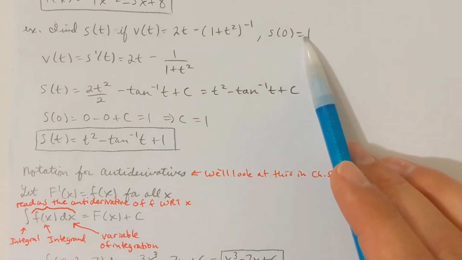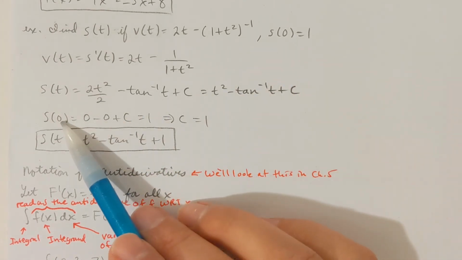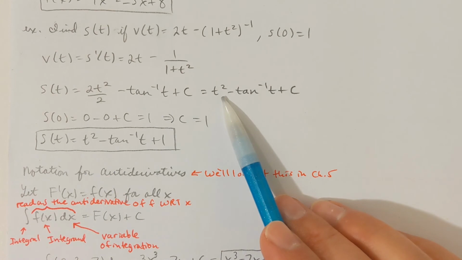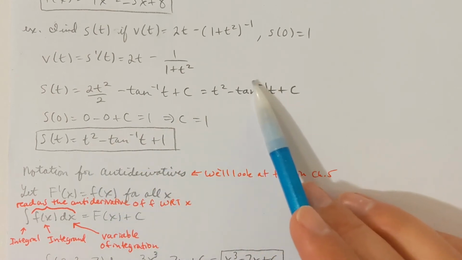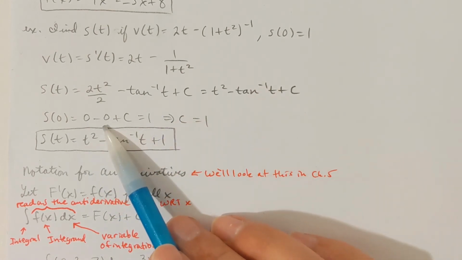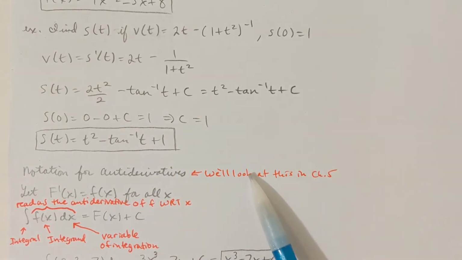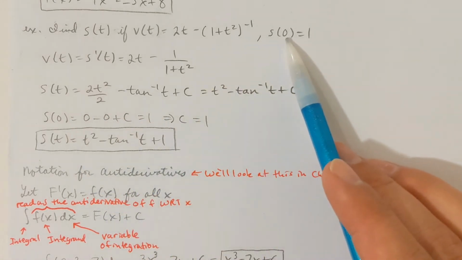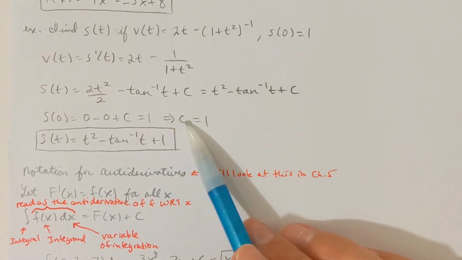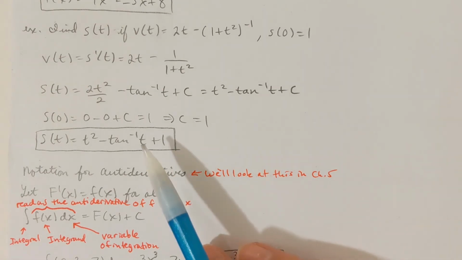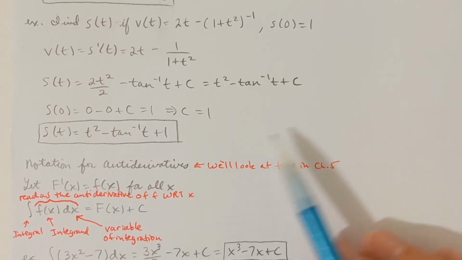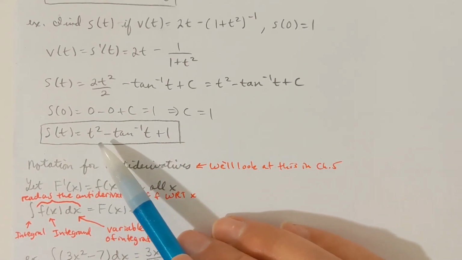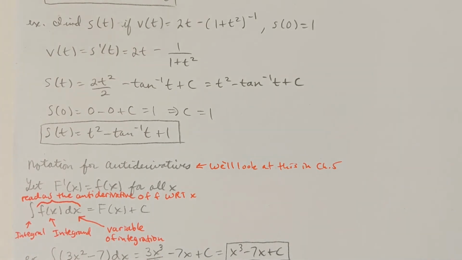Now s of 0 is 1. So if I plug in 0, 0 squared is 0, minus tangent inverse of 0 is 0, because tangent of 0 is 0, plus a constant. Okay, so s of 0 equals 1 is essentially them telling me that the constant is 1. So the particular antiderivative then would be s of t equals t squared minus tangent inverse of t plus 1. That'd be the answer.